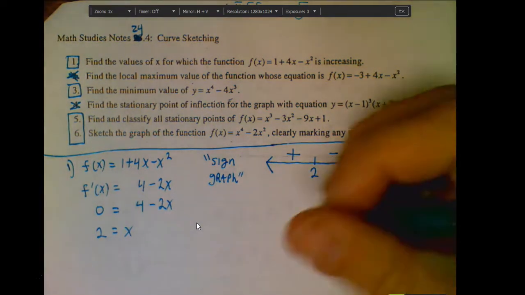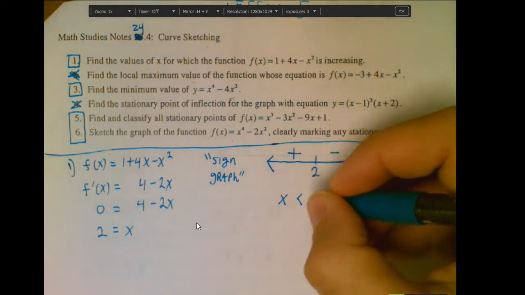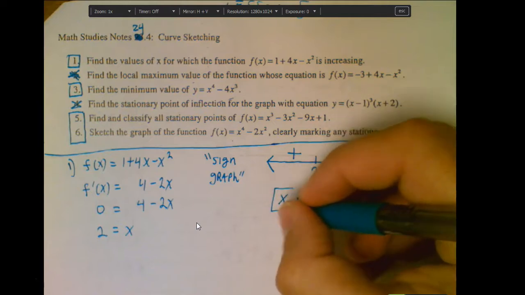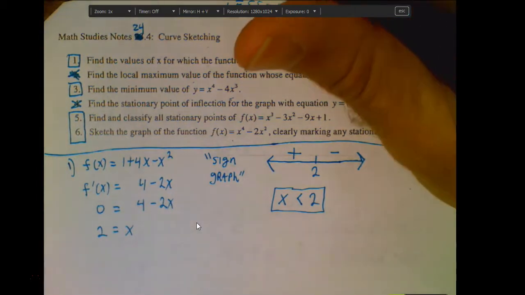So my graph is increasing where x is less than 2. And so that's one simple way of answering that question. So that's where the graph is increasing.